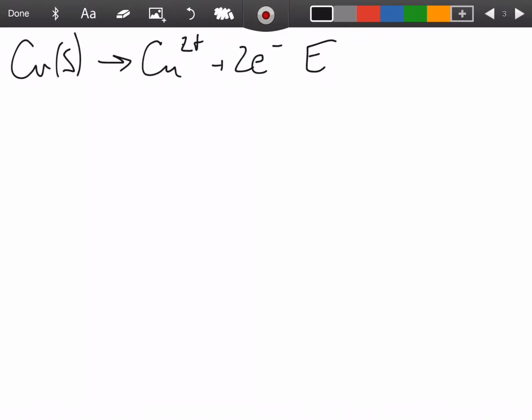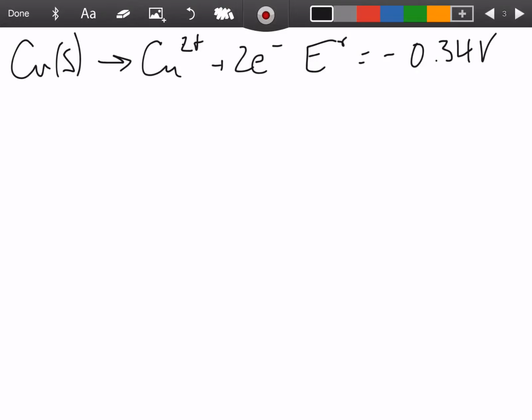I just mentioned that in order for spontaneity to exist, it requires that delta G is a negative value, or that E0 has to be a positive value. I had written earlier that the solid copper can react to become copper 2 plus and 2 electrons. And I had mentioned that the E0 for this was equal to negative 0.34 volts. And because E0 is negative, this cannot be a spontaneous reaction.